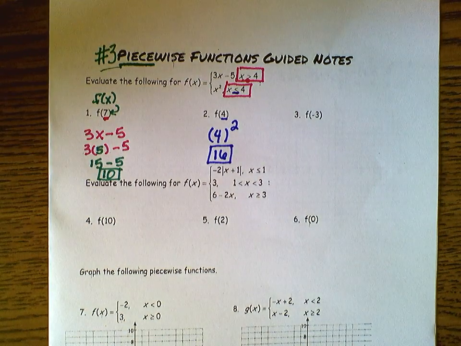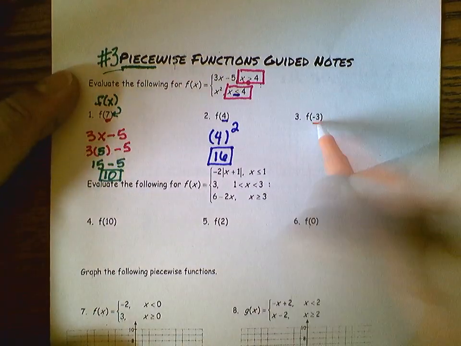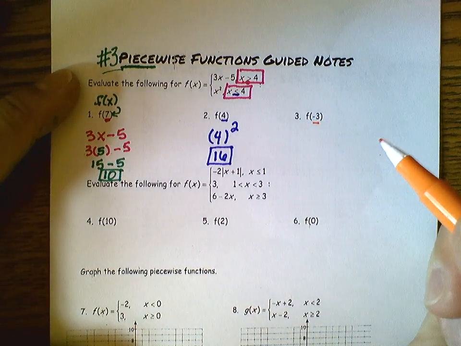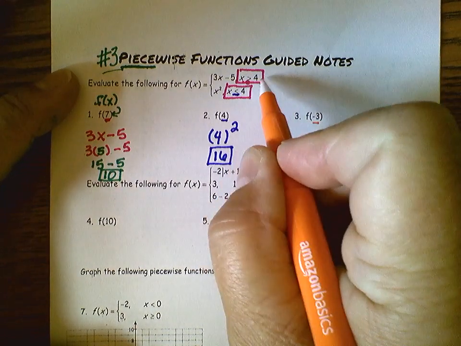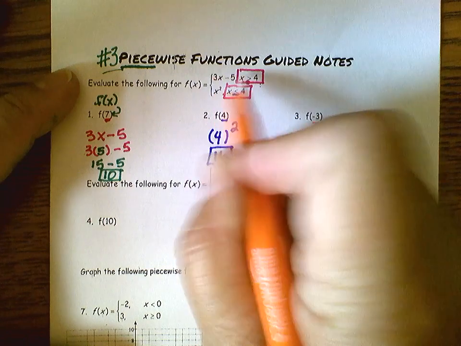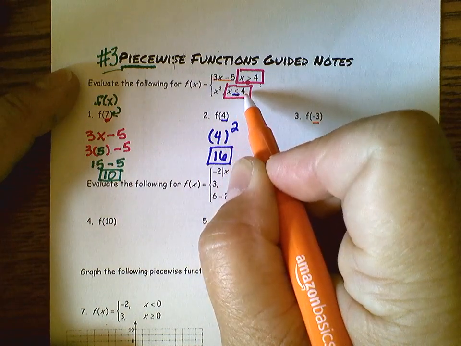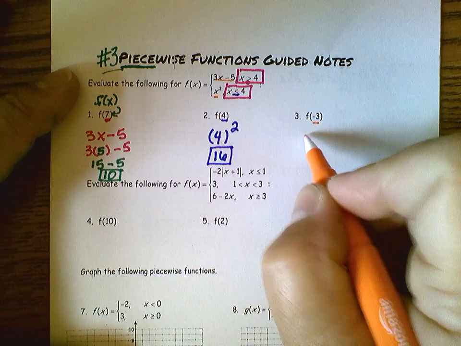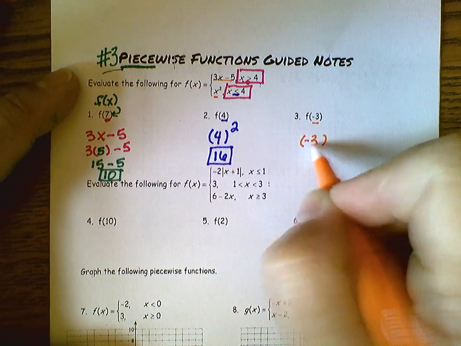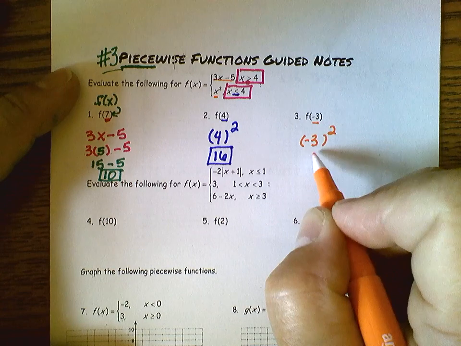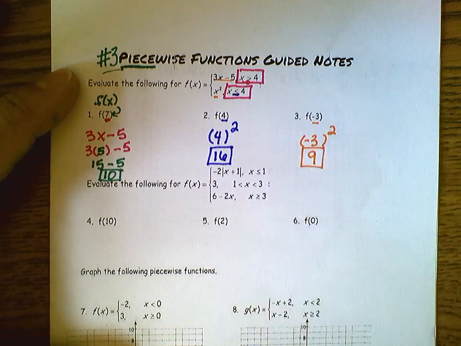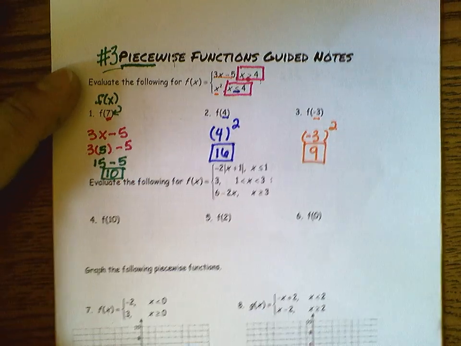And number 3, our x value is negative 3. Negative 3 is not greater than 4, so we're not using this function. Negative 3 is less than or equal to 4, so we're going to use x squared again. So negative 3 squared is 9, and that's the value there.